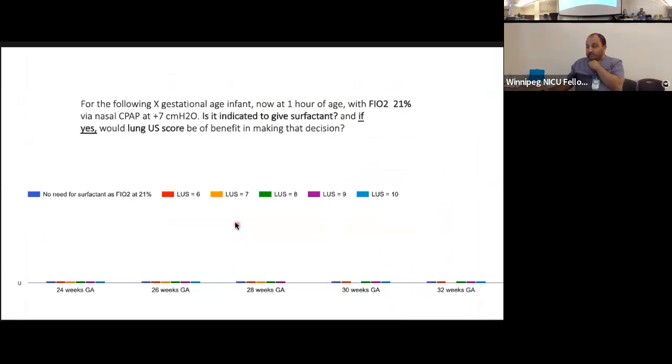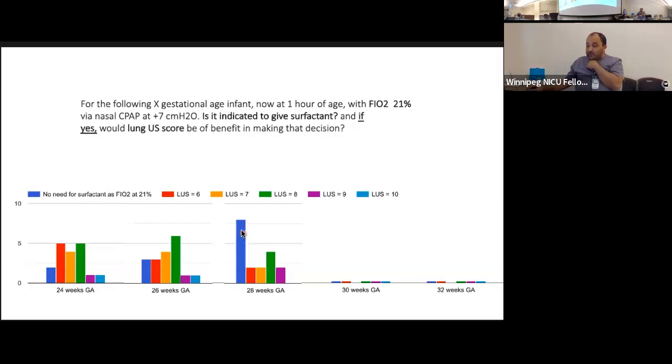Now, gestational age also had an impact on defining which lung ultrasound cutoff I will rely on in giving surfactant. For example, here is a baby on FiO2 21%. When I presume the baby is 24 weeks, most of us gave surfactant; only one was against, saying there are no criteria for giving surfactant. The rest defined different cutoff values, and even a score of 6 was suggested to be okay to give surfactant. This drifted a little to higher scores, score 8, when we go to 26 weeks.